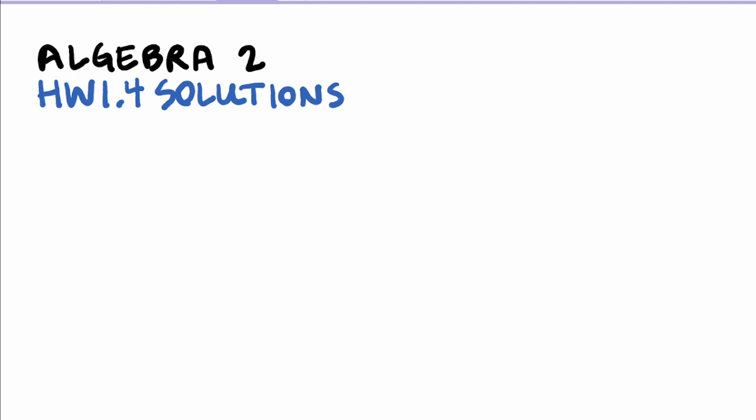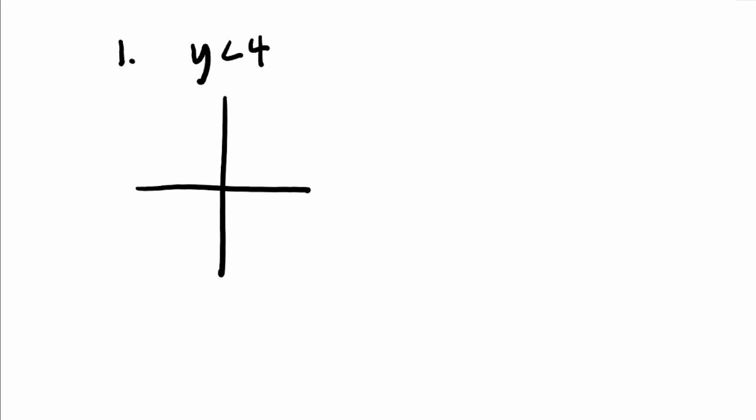Alright, welcome. In this video we're going to be doing some linear inequality examples. And the first one's y is less than 4. So we're going to just give ourselves a little xy plane. And we know that the line y equals 4 is the set of all points where y is equal to 4. So I'm going to just mark off where I think 4 is.